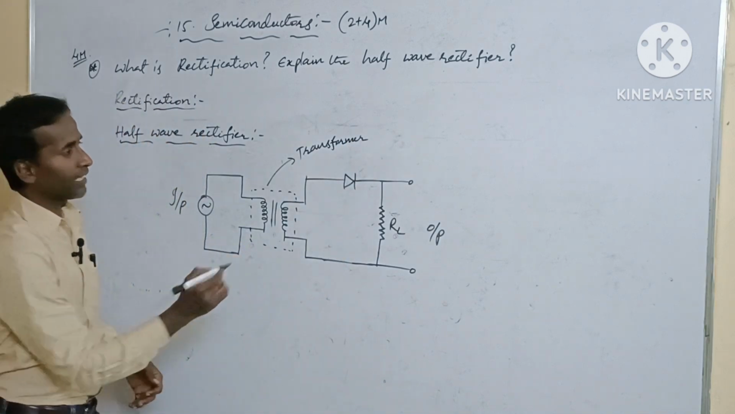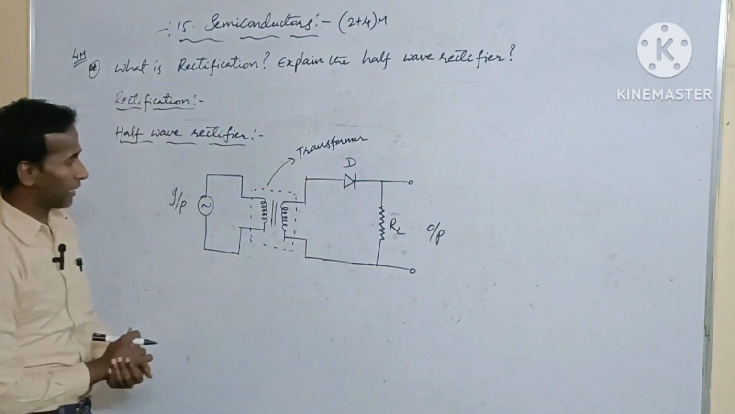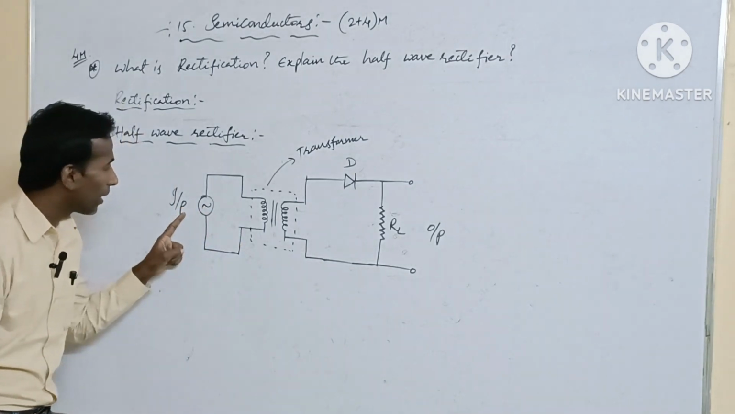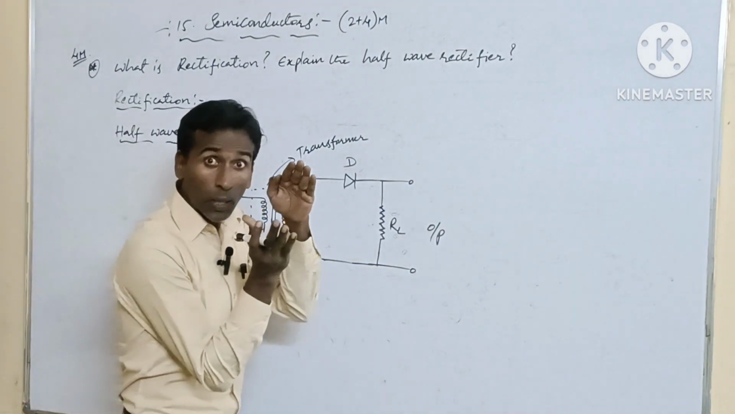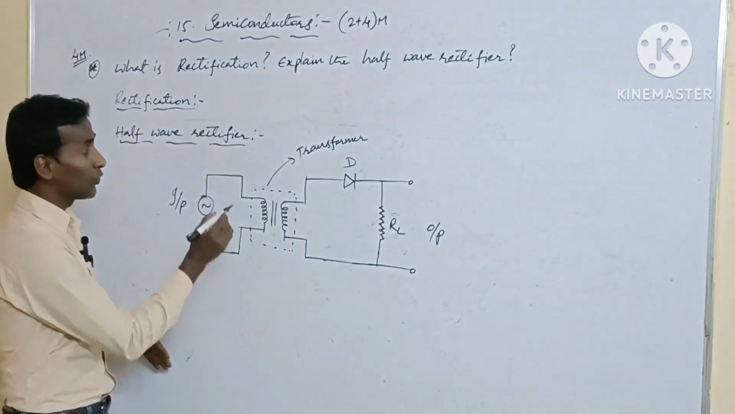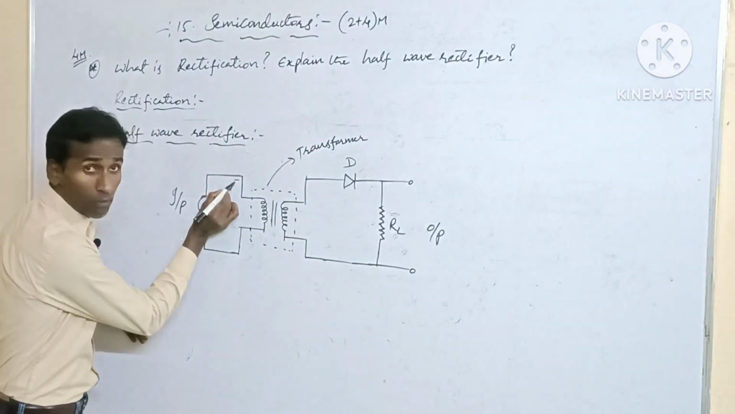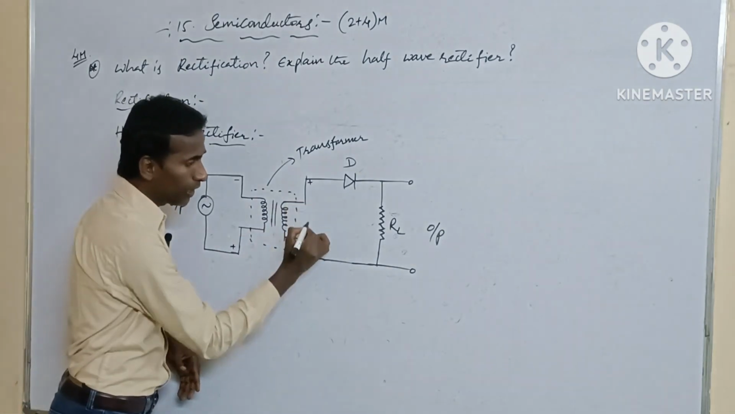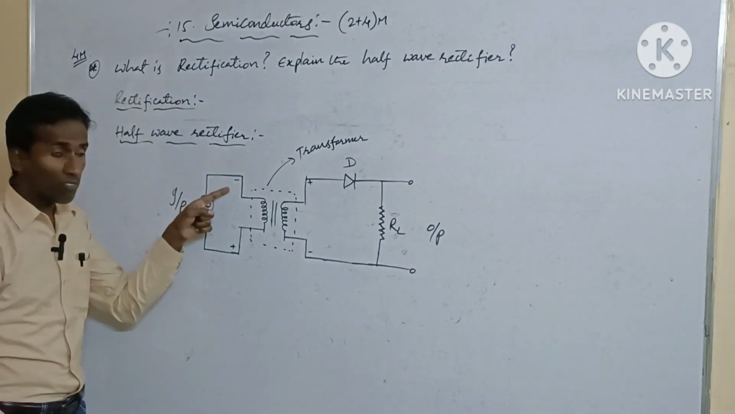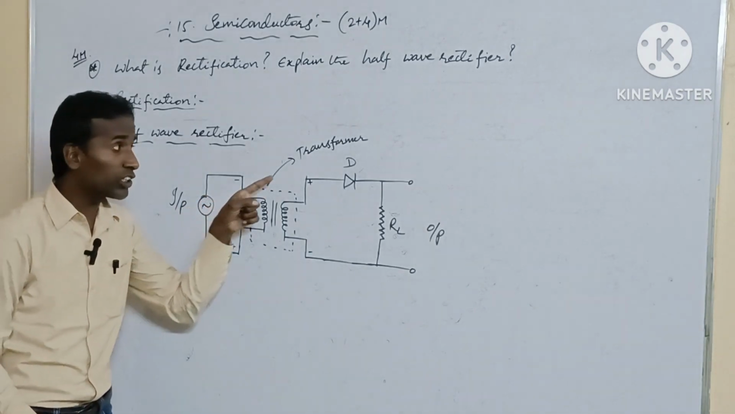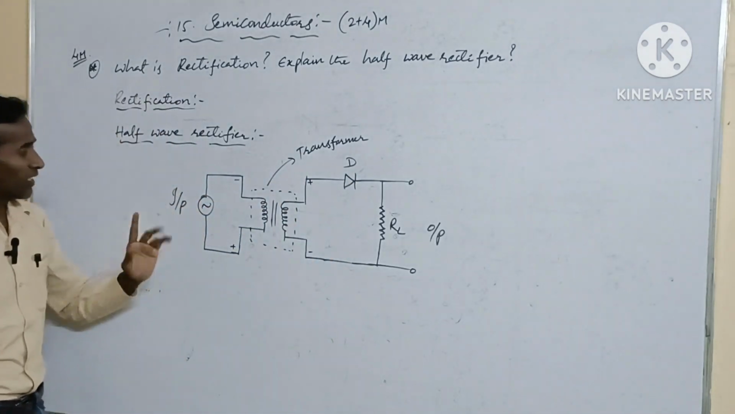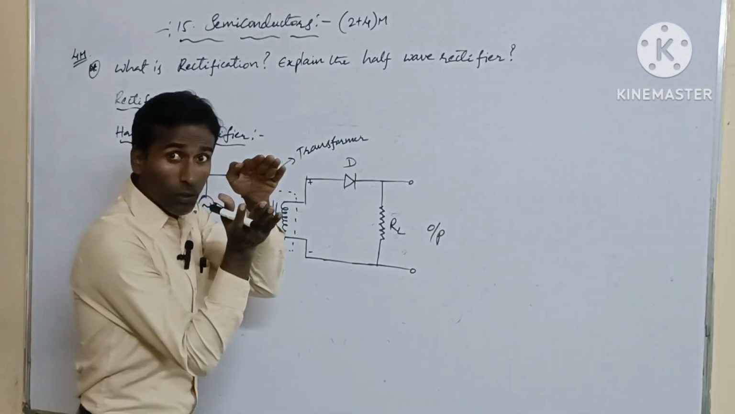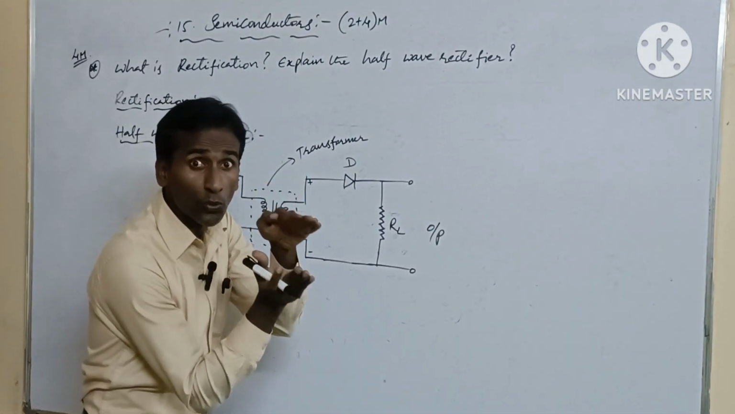Transformer. Now it can be considered a single diode, that is D. Initially, when the current is passing to the first one, we are taking the positive half cycle. In that positive half cycle, here negative symbol, here positive symbol, because the electrons move from the negative charge to the positive charge. First we are taking the positive half cycle.